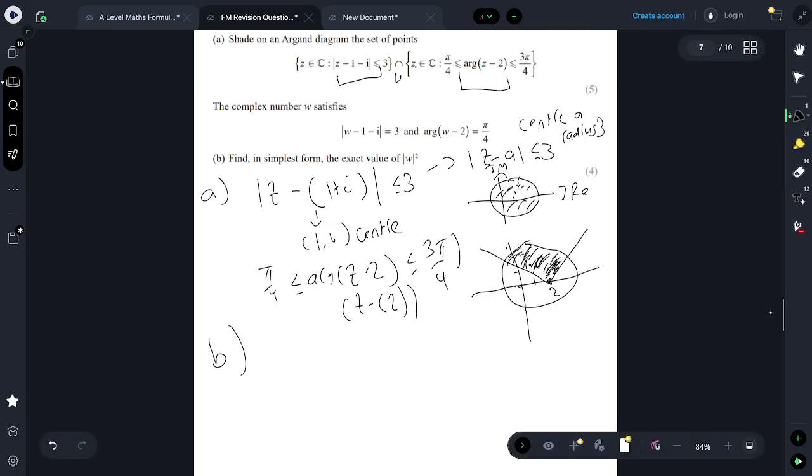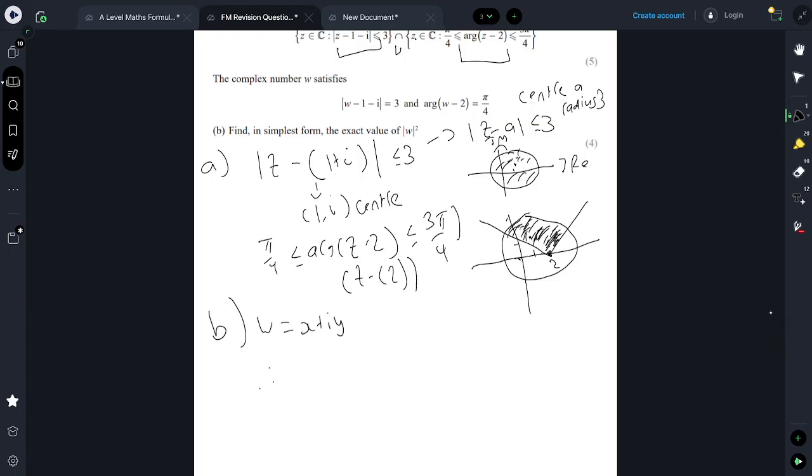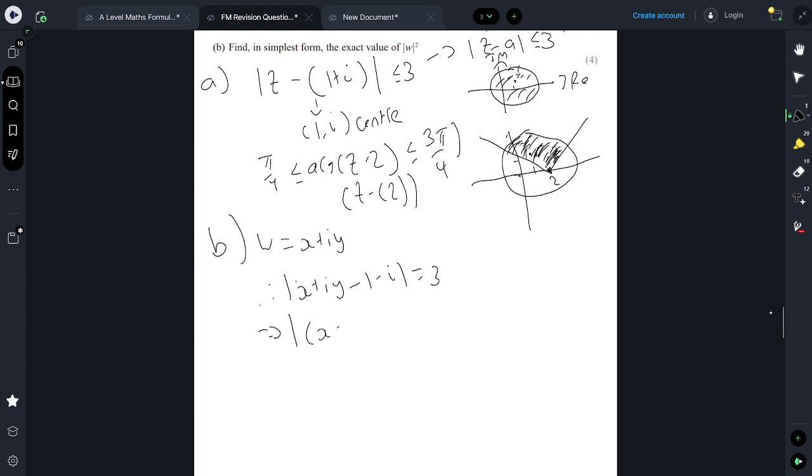To part B. So we need a complex number that satisfies both, equal to 3. This is quite common. So really you just need to say let w be x plus iy, and then it all follows from there. Because what we're saying is the modulus of x plus iy minus 1 minus i is equal to 3, which means if we group that together, x minus 1 plus i(y minus 1) has modulus 3. Therefore, we can square it to say (x minus 1) squared plus (y minus 1) squared is equal to 9.